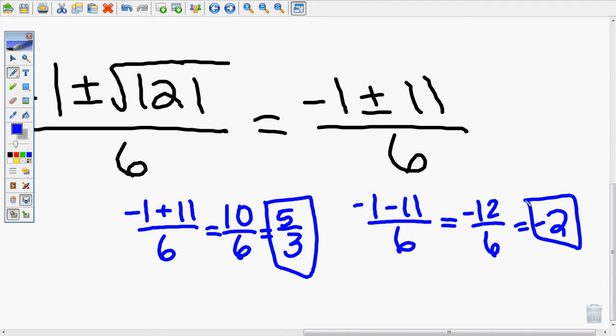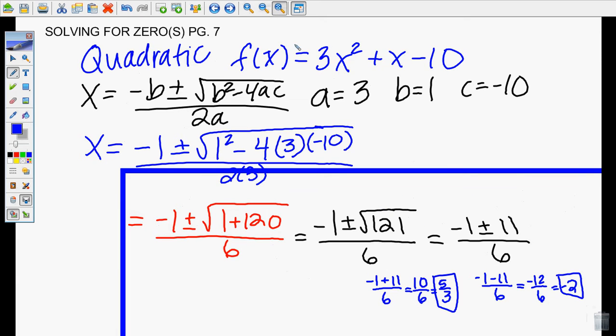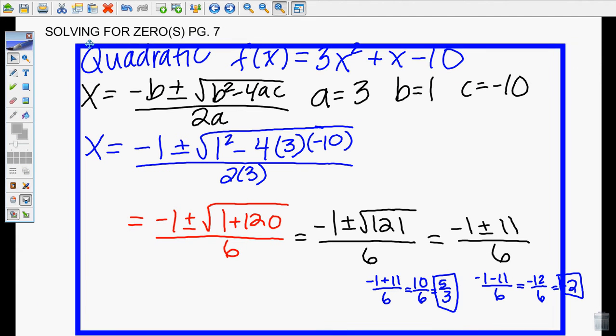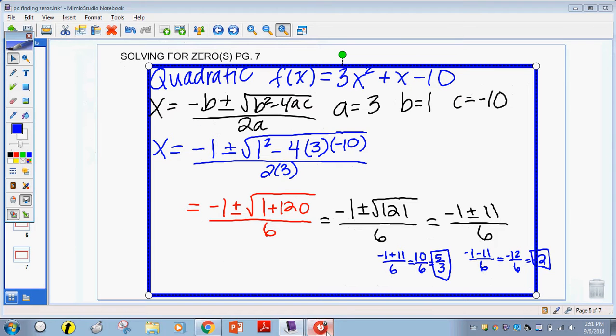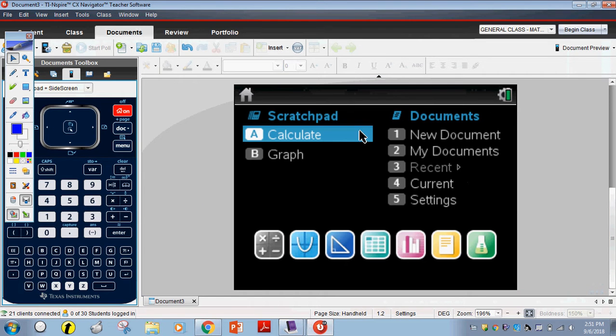Alright, so we're going to use our calculator to verify. So a big thing in our class, guys, our calculator is not our means of getting our solution. Our calculator is to check our solution. Does that make sense? So we're going to check ourselves using the calculator. So you should have your calculator from working on your scavenger hunt. So I'm going to open my calculator. I'm going to start a new document.